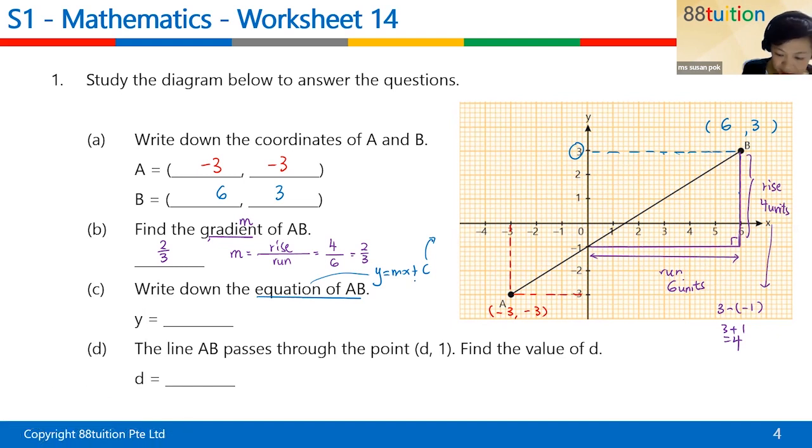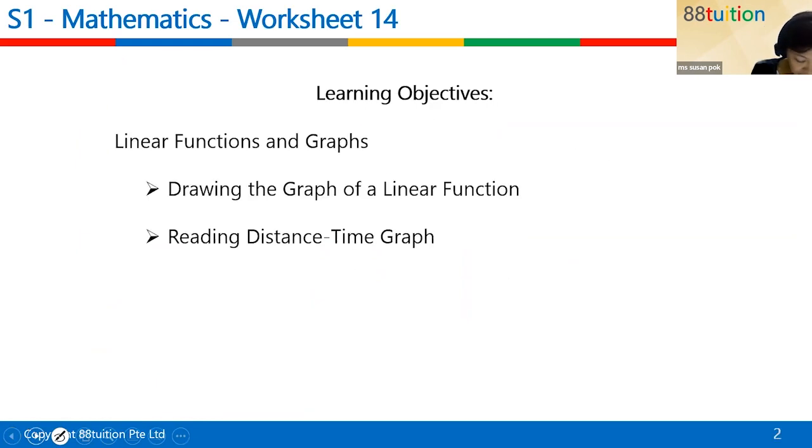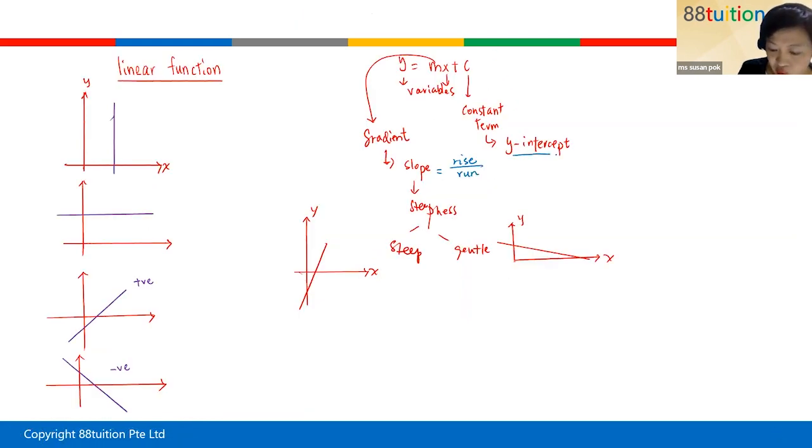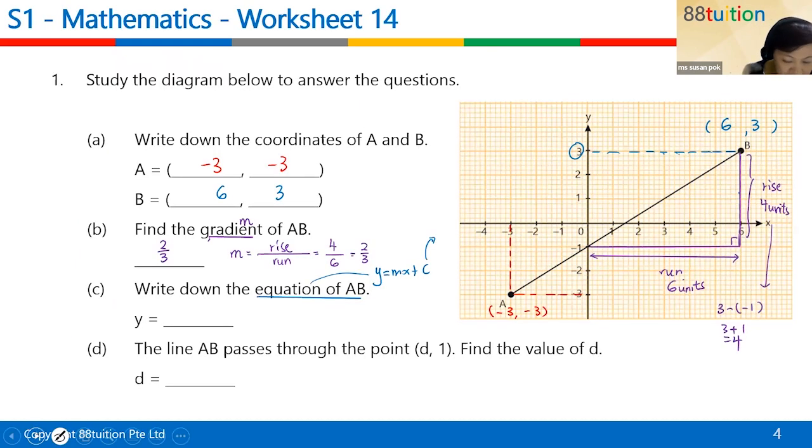The blue one. Okay, so just now I said c is the y-intercept, remember? So y-intercept means it cuts at where? It cuts at the y-axis. So let's take a look at this diagram here. Where did it cut? The y-axis, you see, it cuts here. So what do you call this? Minus 1. So c is minus 1. Where do you get the minus 1 from? Here.